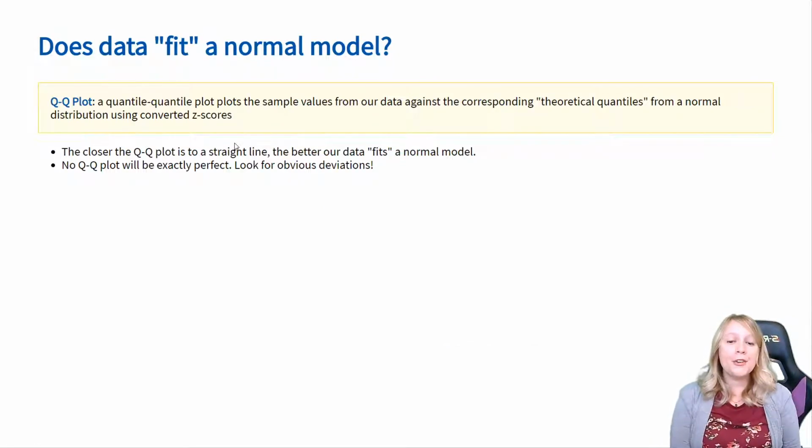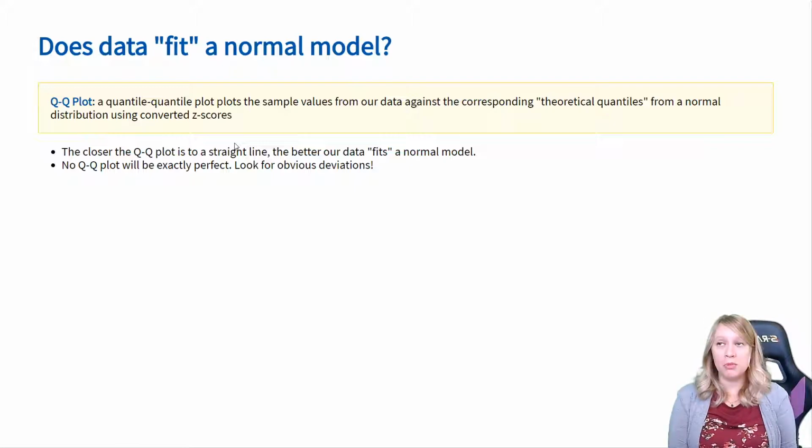Okay, so the last thing I want to talk about in this video is how we can actually work with this normal model. So how do we know that our data fits a normal model? One tool in our arsenal that we can use is something called a QQ plot. QQ stands for quantile, quantile. And what it does is plot the sample values from our data against the corresponding theoretical quantiles from a normal distribution. So for each observation, we calculate a z-score and then plot our observed values against where that z-score would fall in a normal model.